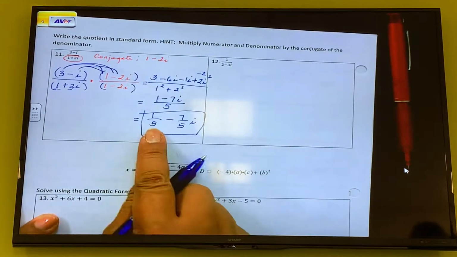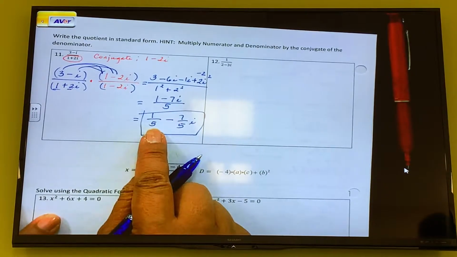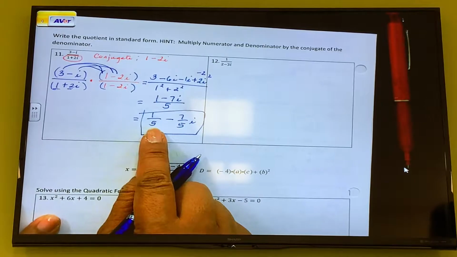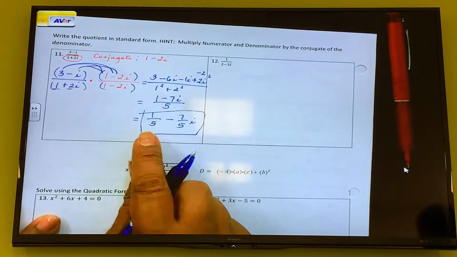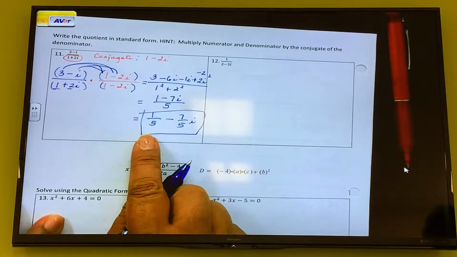Now look. Since we end up with a fraction, if they need to be reduced to lowest terms, you need to make sure that they are in lowest terms. But this one, you can't reduce it anymore. So we're just going to leave our answer like this.